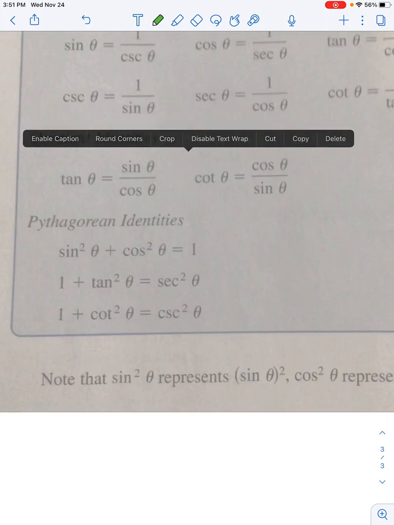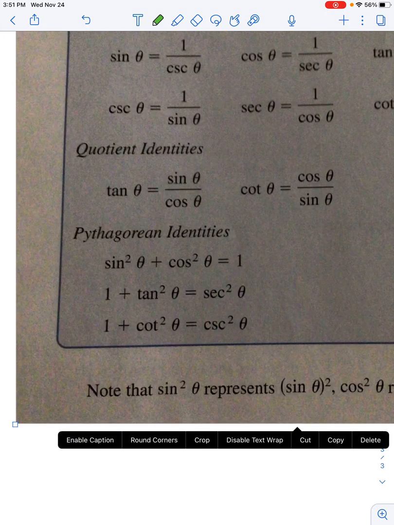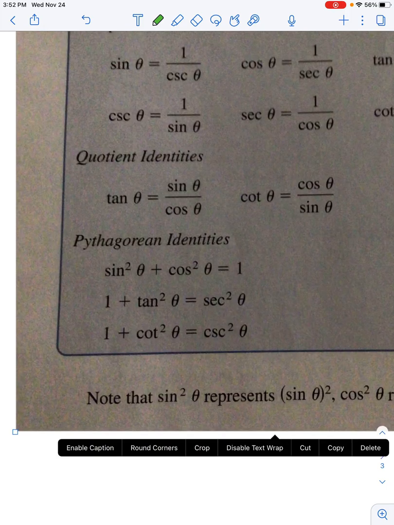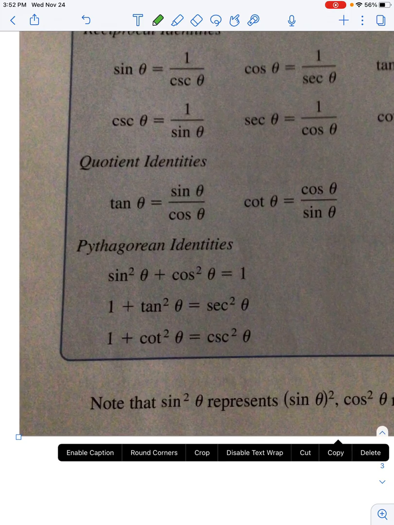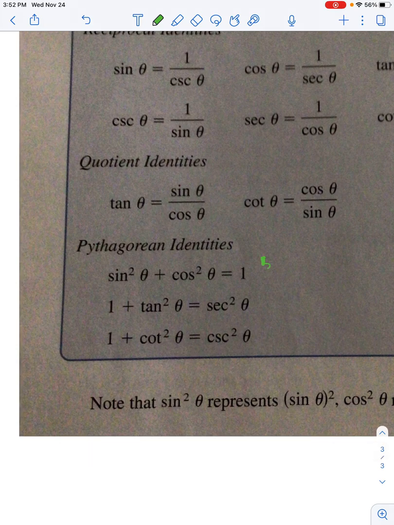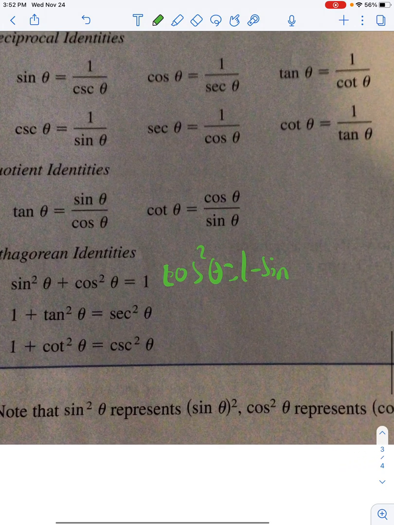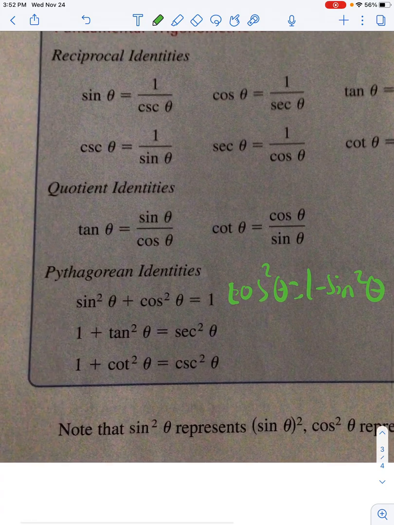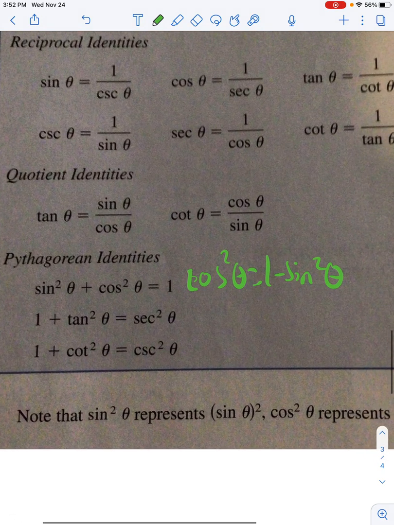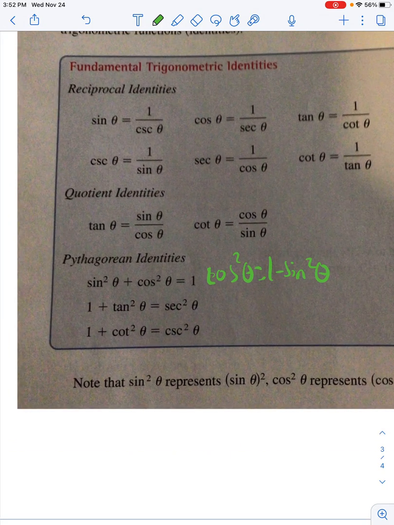You can manipulate them by saying, hey, maybe I want to subtract sine squared. So I could say something like cosine squared equals 1 minus sine squared. You can take what is written here, subtract something on both sides, and you can get another way to manipulate it.